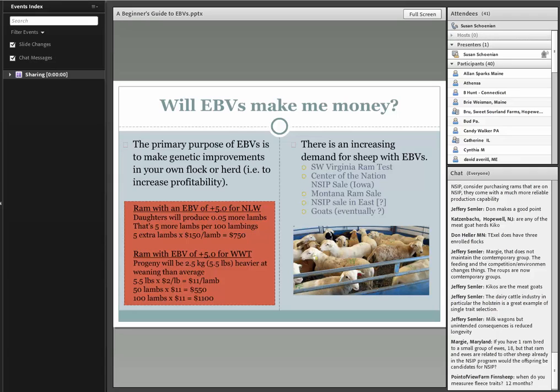If you have a flock of 50, it's going to be $325. You guys can do the math. 100 was easy. So that ram is worth $750 more than the average.